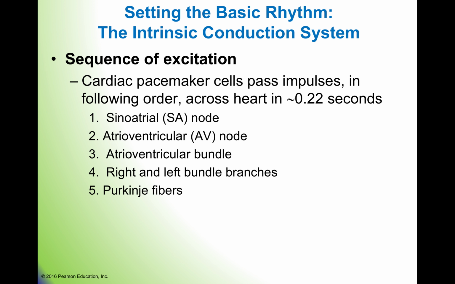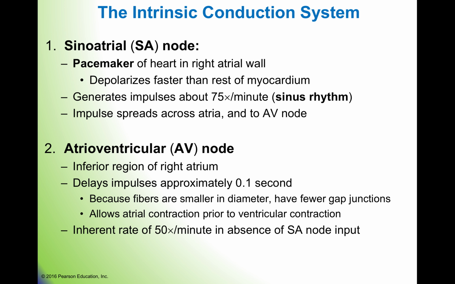We also mentioned that these non-contractile cells are spread throughout the heart in very specific structures, creating very specific patterns that allow the electrical impulses to spread throughout the heart. This pathway of the non-contractile cells throughout the heart is known as the intrinsic conduction system. It starts with the SA node, or sinoatrial node, and ends with Purkinje fibers. So let's take a look at each of these structures.